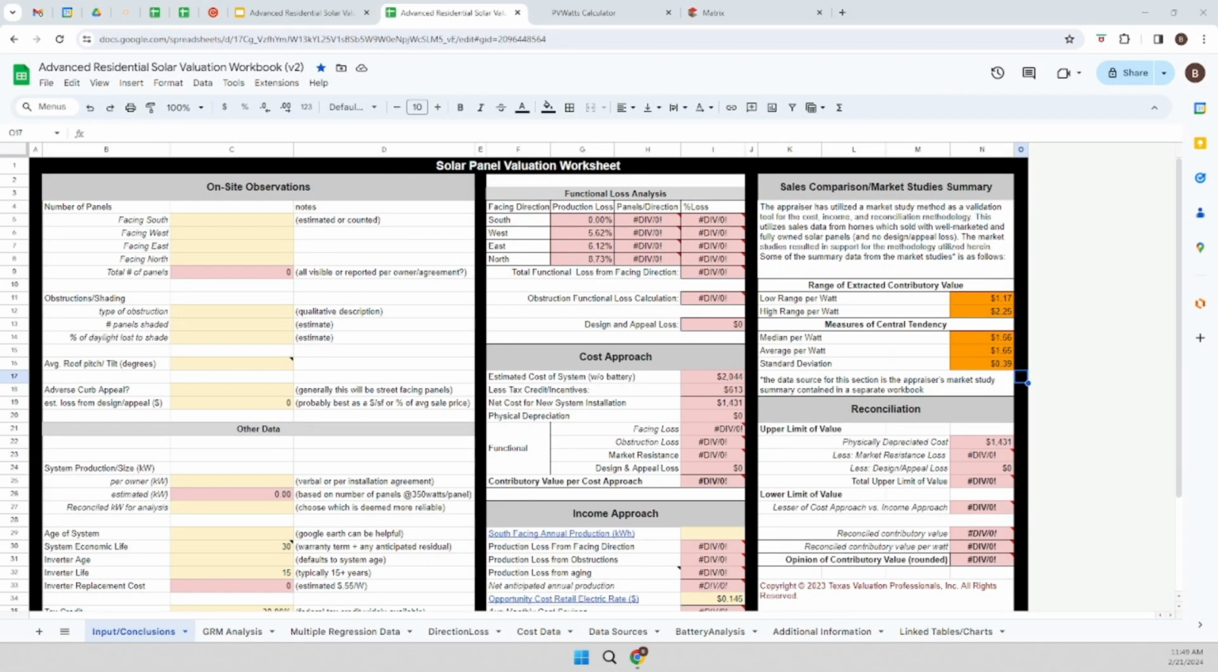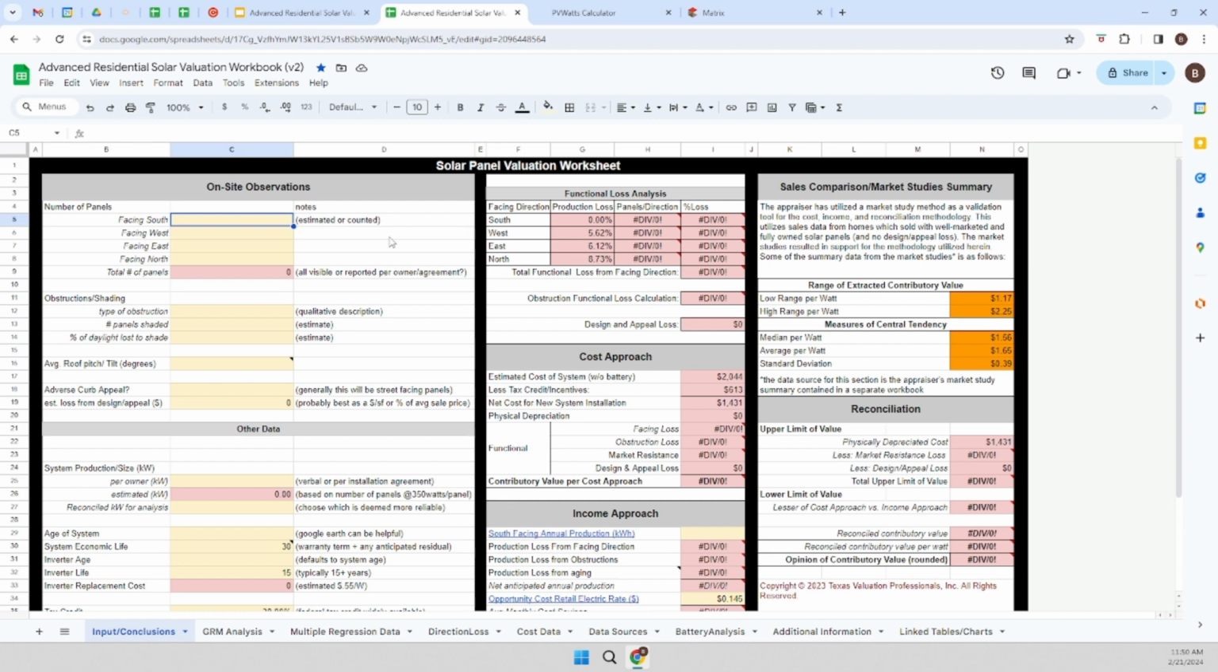What you're looking at right now is a solar panel valuation worksheet that I've developed. It is a copywritten technique and workbook that incorporates everything that I've talked about. And so I'm just going to show you briefly what it enables you to do when you have the right information. So I'm just going to do a quick demo of a system, and I'm going to assume that I have inspected a property and I've gathered some information.